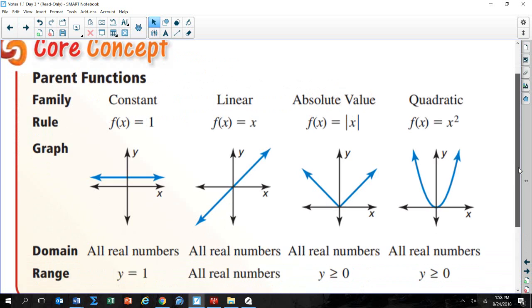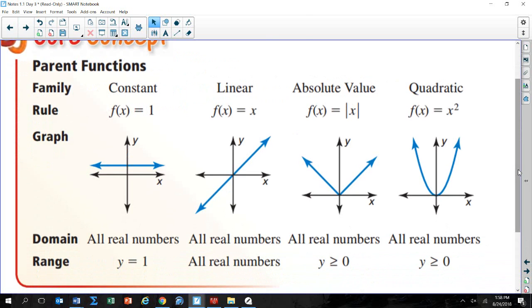The first parent function that we talked about was the constant parent function. Okay, so in the little box below the rest of it, where it says graph and it's got a graph, I want you to locate the graph that has the horizontal line, and write in the constant function y equals 1. Okay, so anytime you see a horizontal line, that is your y equals 1 parent function.